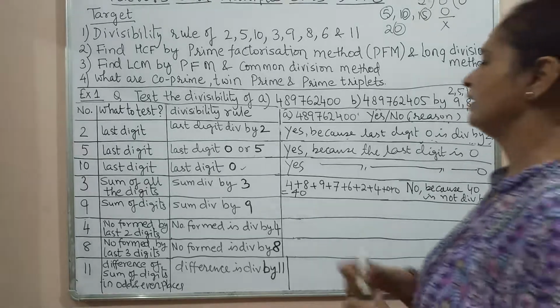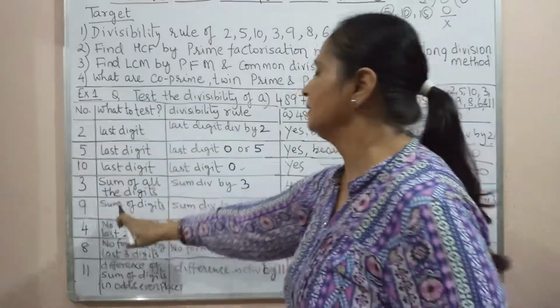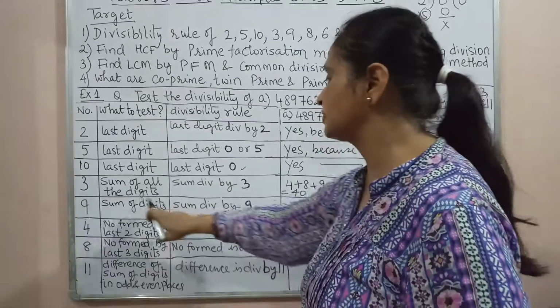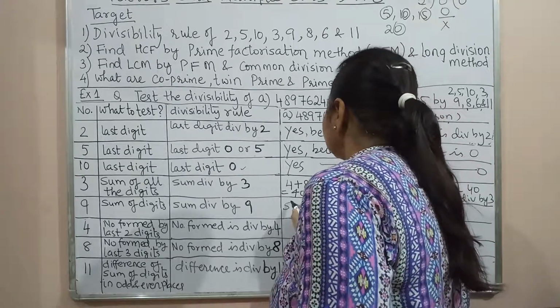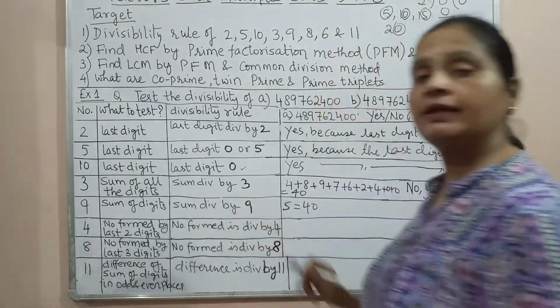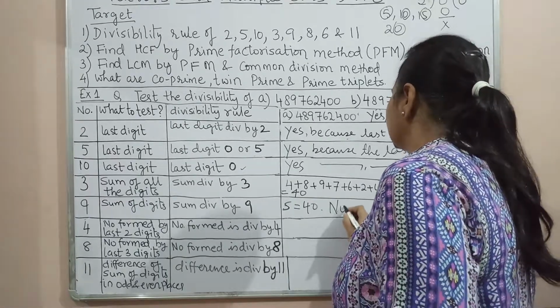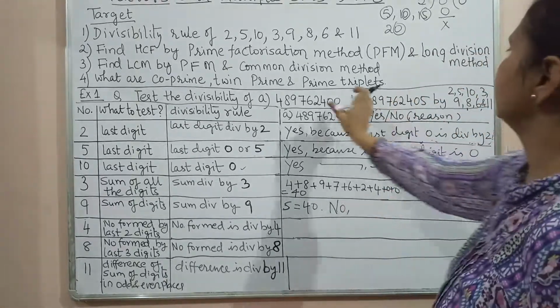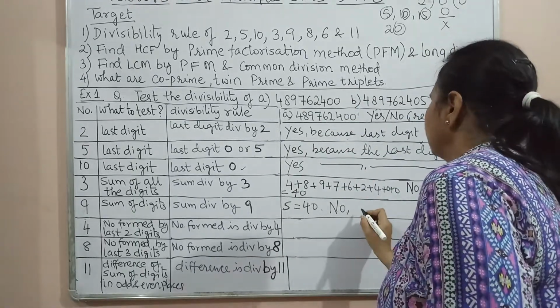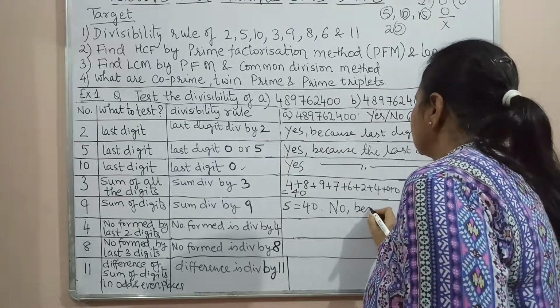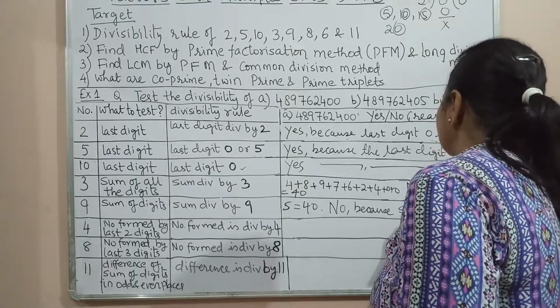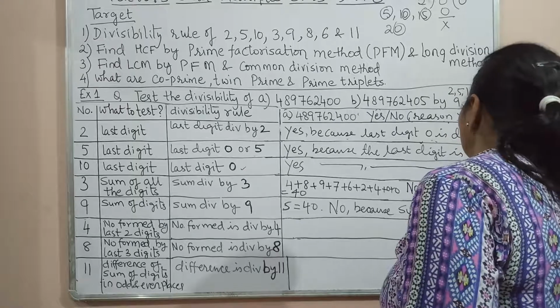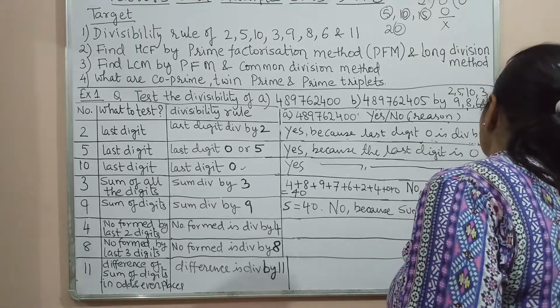Now in the same way, यहाँ 9 के लिए भी आपको sum of digits निकालना है, which sum is 40. और फिर हमें check करना है whether 40 is divisible by 9, and what we observe, it is no. That means this number is not divisible by 9 because the sum is not divisible by 9.